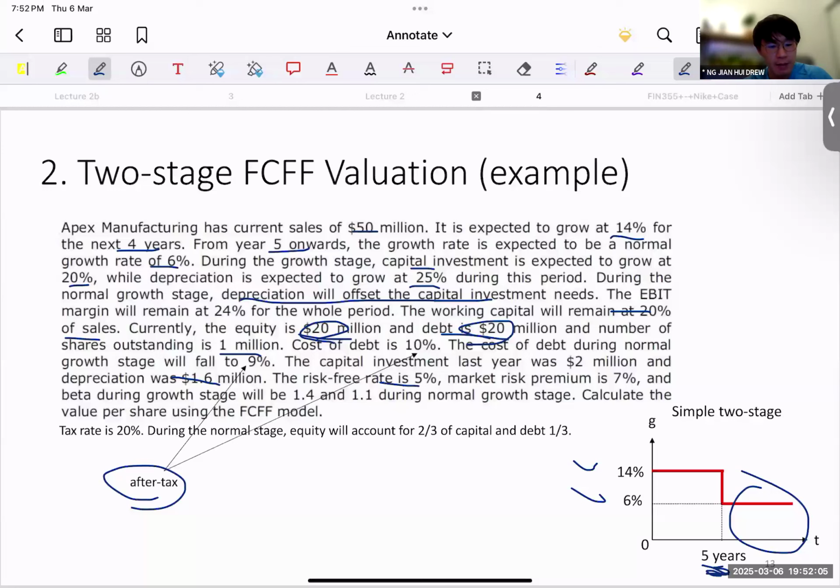They give you the risk-free rate, market risk premium, as well as the beta for your growth and normal stages. Growth, of course, has higher risk, higher beta. Tax rate is 20%. During normal growth, your equity will account for 2/3 of capital and debt is 1/3. Right? So it makes sense. Normal growth will have more equity, less debt, because you do not really grow so fast, so lesser debt.